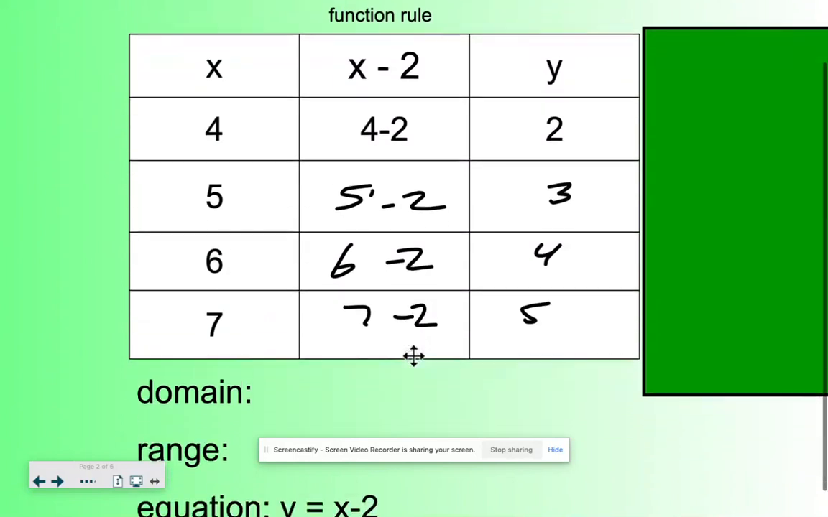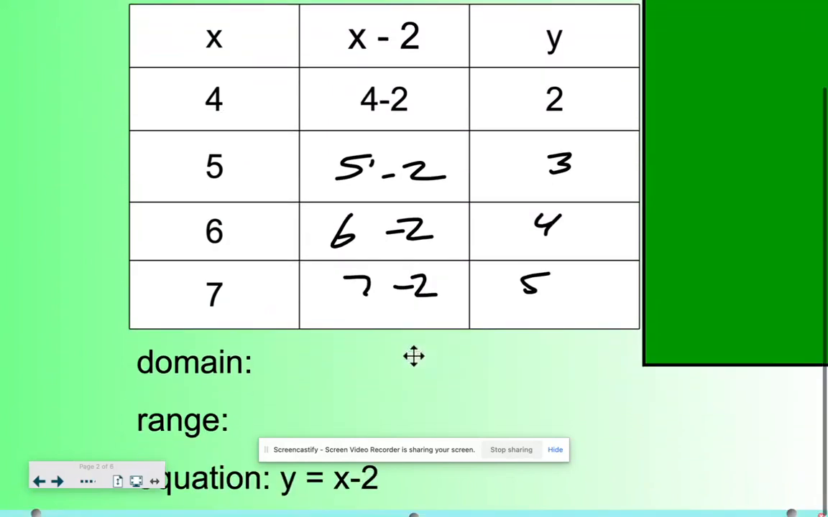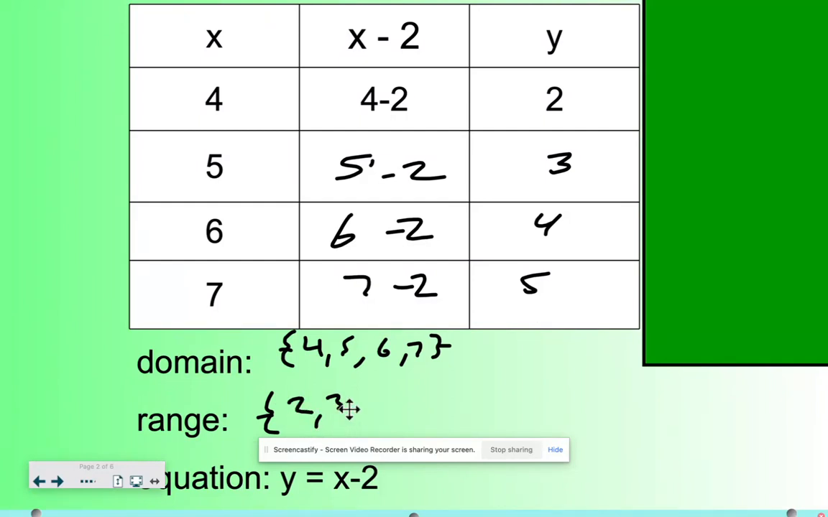All right, now if we go back to our definition of domain, remember the domain was a set of all the input values, the numbers that we plugged in. So those are the numbers right here in the x column. If I'm listing my domain, I just use my curly brackets and list those numbers: 4, 5, 6, and 7 is the domain of this function. For the range, remember that's all the outputs. So I go over here to the output column and list those numbers. 2, 3, 4, and 5, that's the range of this function.